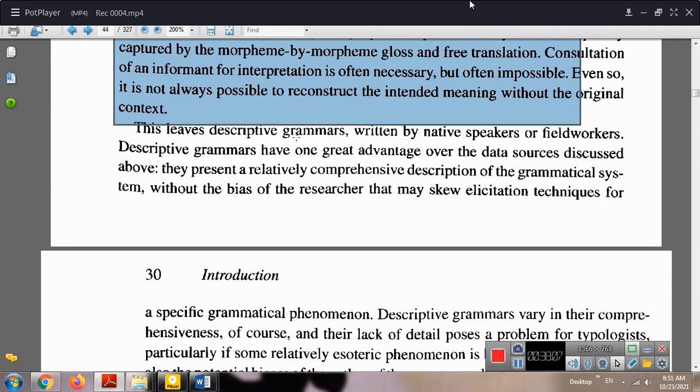This leads to descriptive grammars written by native speakers or field workers. The descriptive grammars have one great advantage over the data sources discussed above.